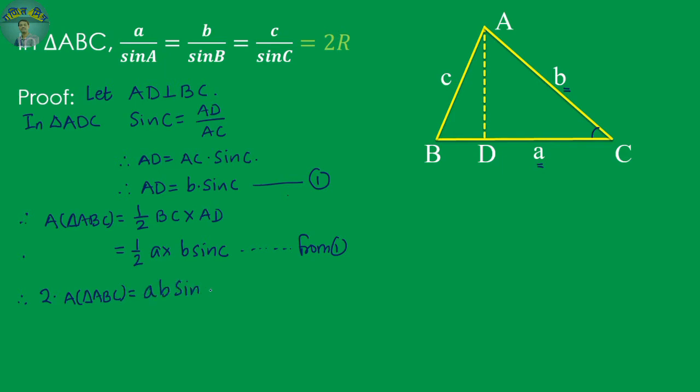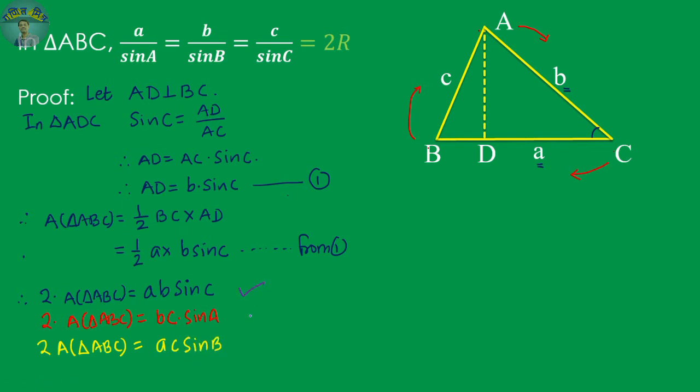Now look at this diagram. If I shift A to this place, and this C to this place, and this B to its next place, then this triangle will be like BAC. And if I follow the same procedure, I can prove 2 times the area of triangle ABC is equal to bc sine A. And if I make similar rotations one more time of these vertices, I can prove that 2 times the area of triangle ABC is equal to ac sine B.